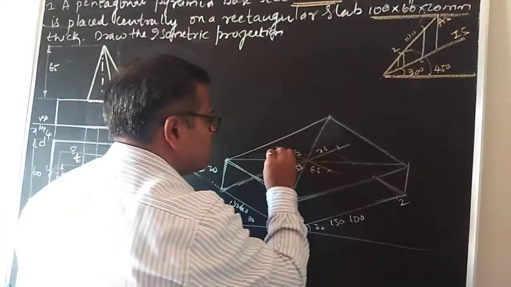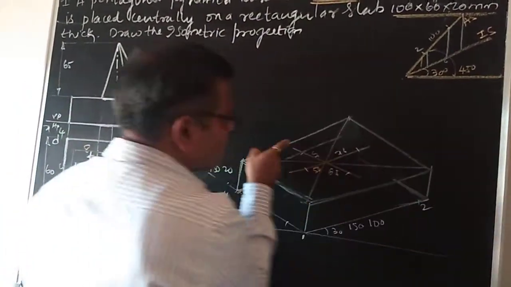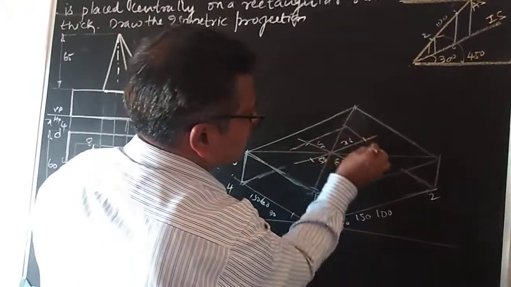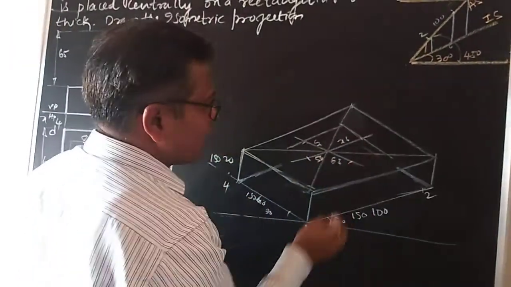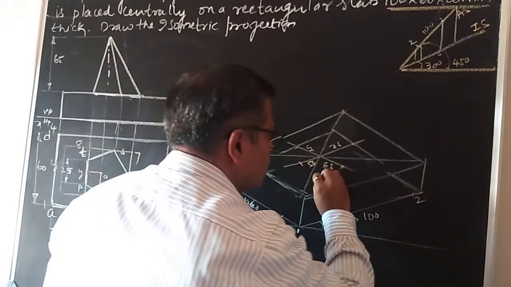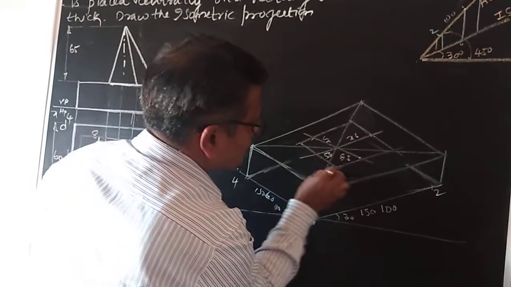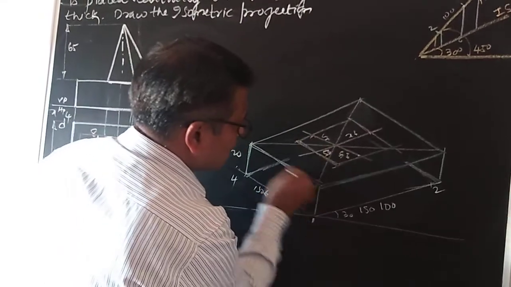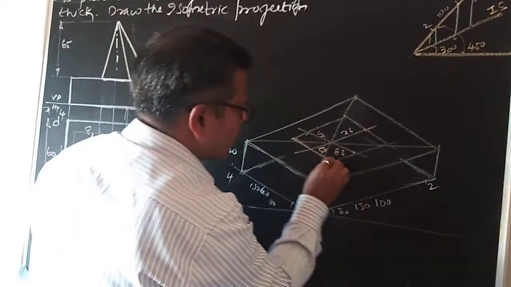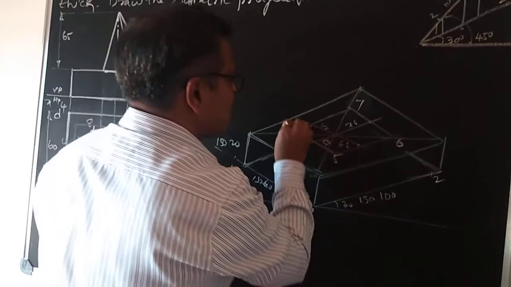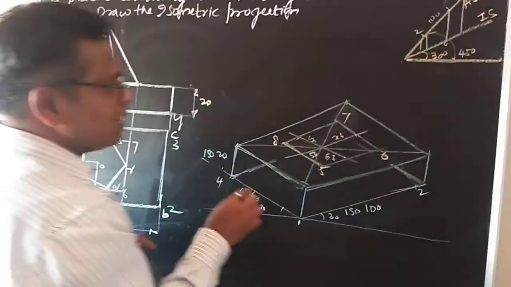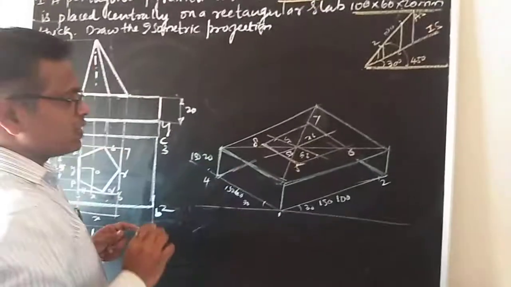Passing through this point, you draw a line which is parallel to the 30-degree line. Passing through here, you draw a line parallel to the 30-degree line using a set square. So now I got 5, 6, 7, 8. The 5, 6, 7, 8 rectangle is drawn isometrically.